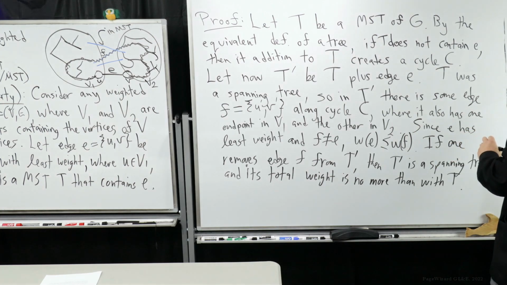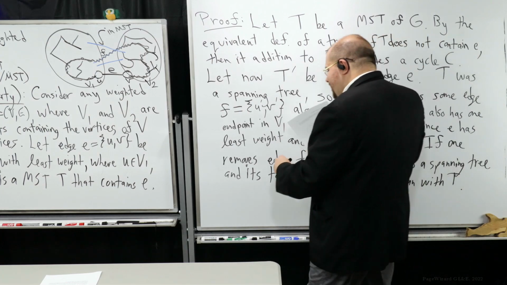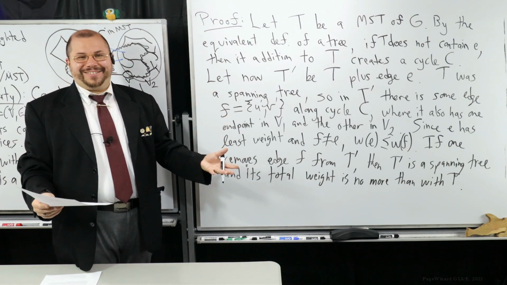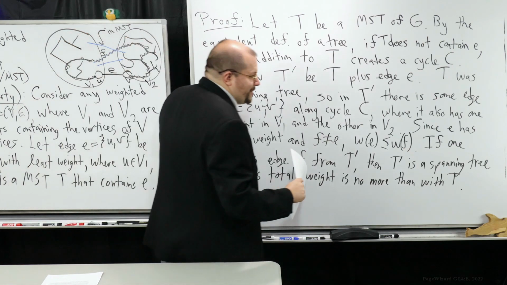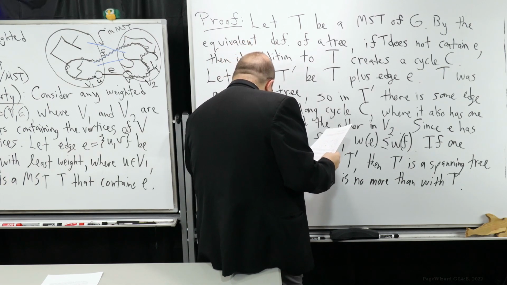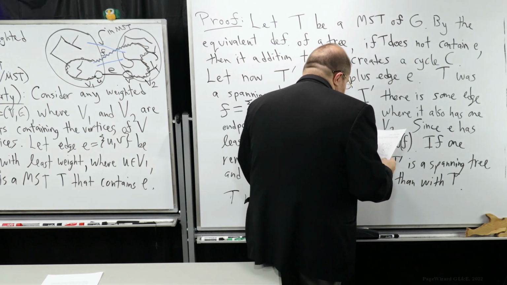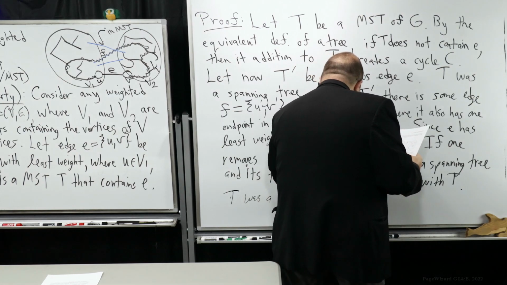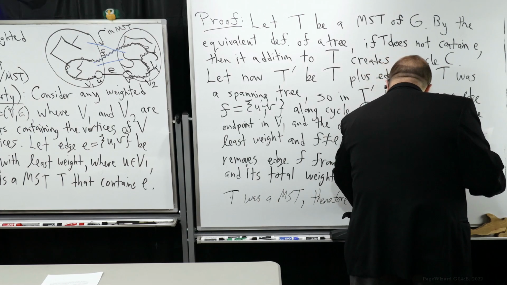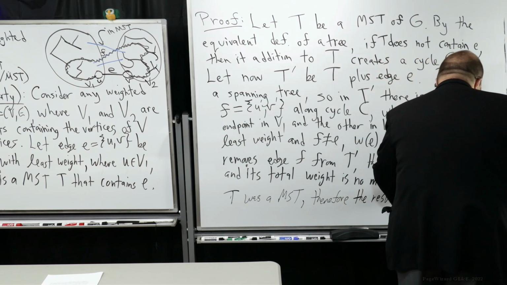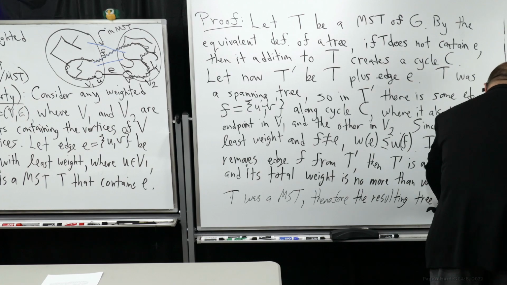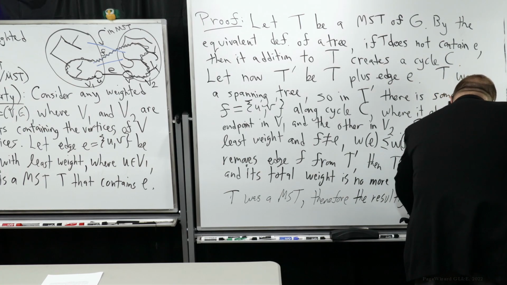So let's see here. So what does this mean then? It means that we still have a minimum spanning tree. Is that fun? That's pretty exciting. So why? Because T was a minimum spanning tree. Therefore, the resulting tree T prime is also a minimum spanning tree. And that completes the proof.